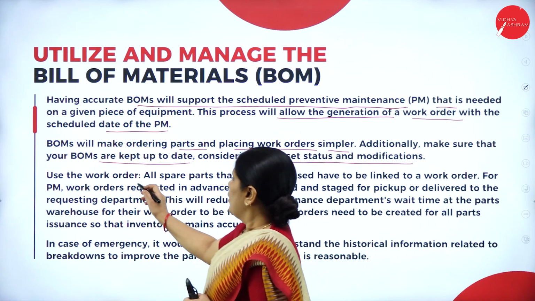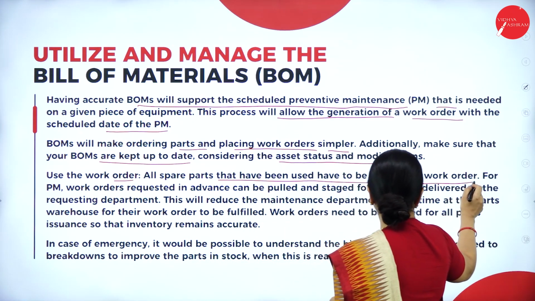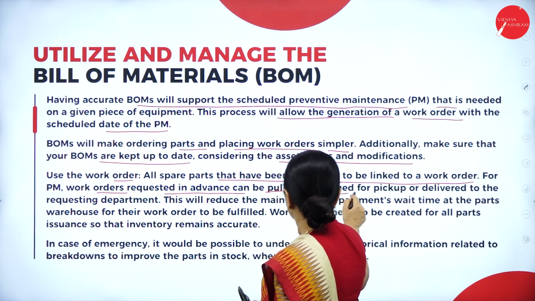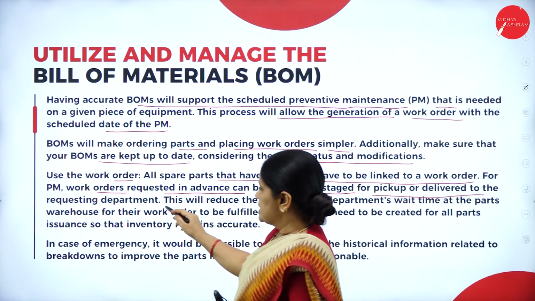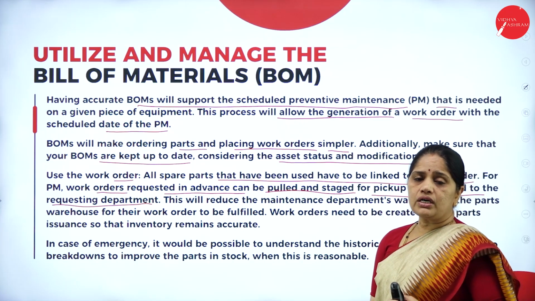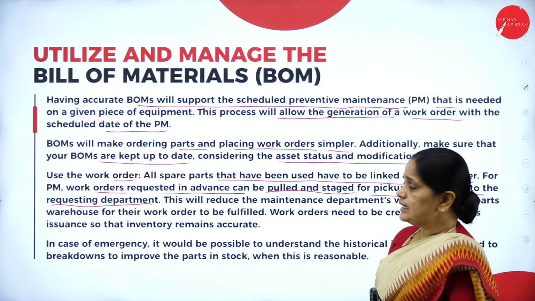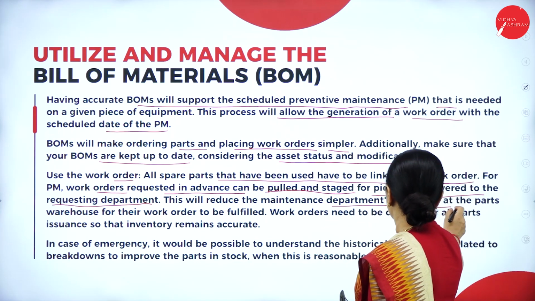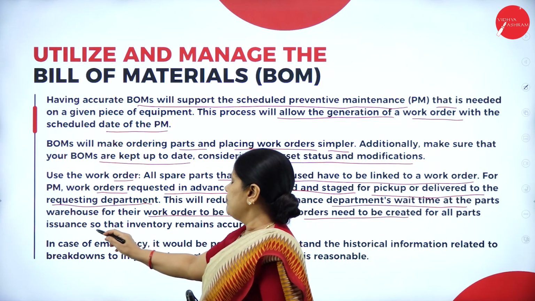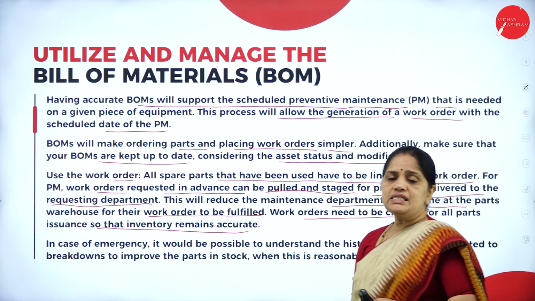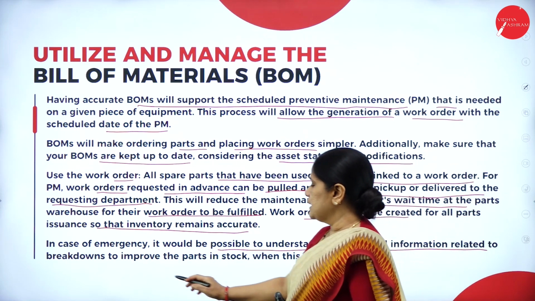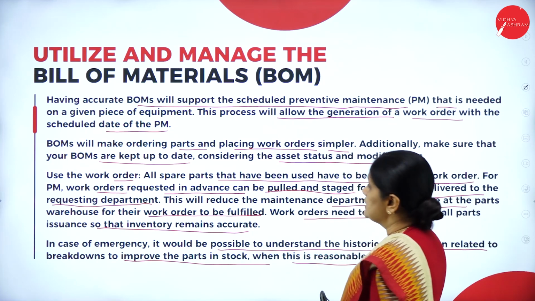Use the work order. All spare parts that have been used have to be linked to a work order. For preventive maintenance, work orders requested in advance can be pulled and staged for pickup or delivered to the requesting department. So if there is any breakdown of any machinery in the organization, then a work order should be issued, and in this way we can get it repaired. This will reduce the maintenance department's wait time at the parts warehouse for their work order to be fulfilled. Work orders need to be created for all parts issuance so that the inventory remains accurate. So in case of emergency, it would be possible to understand the historical information related to breakdowns to improve the parts in stock when this is reasonable.